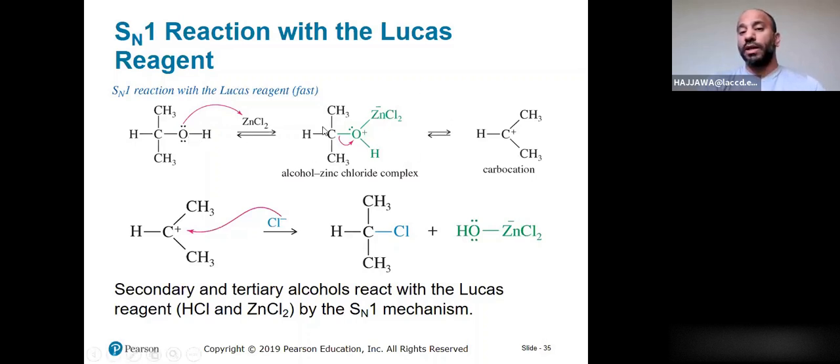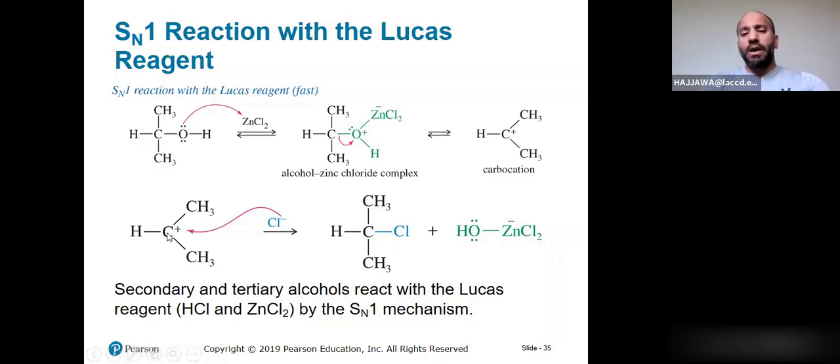That will give me basically this complex, and this complex will not wait for the nucleophile to attack the carbon. What's going to happen instead? Generating the carbocation. So now we see that if I have HX, or if I have HX with zinc chloride, I will form the carbocation in the case of secondary and tertiary alcohol. This is an example of a secondary alcohol, as you see.